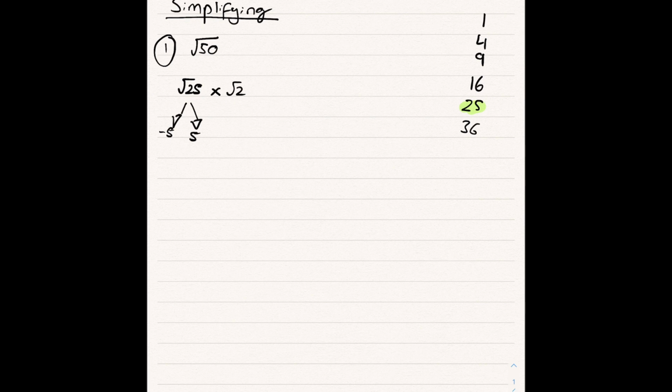So in this case, we will have 5 times root 2, as there aren't any square numbers on the right hand side which we can times by to give us 2. Therefore, the simplification of root 50 will give us 5 root 2.